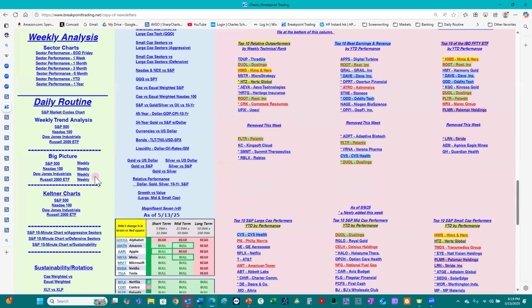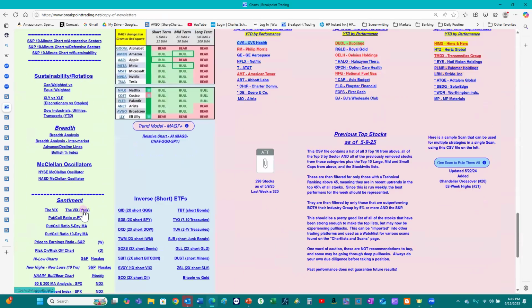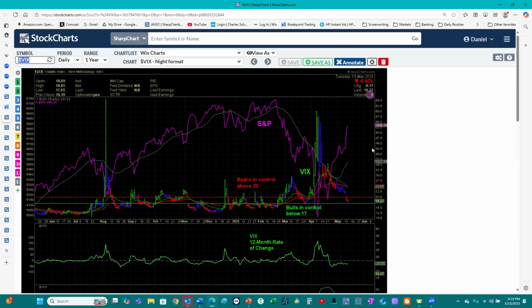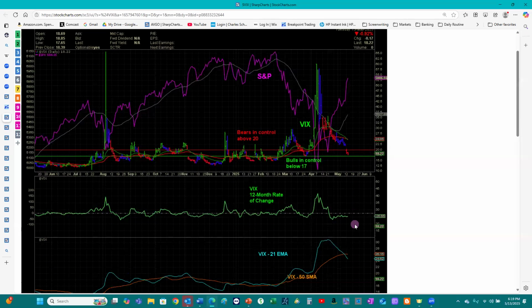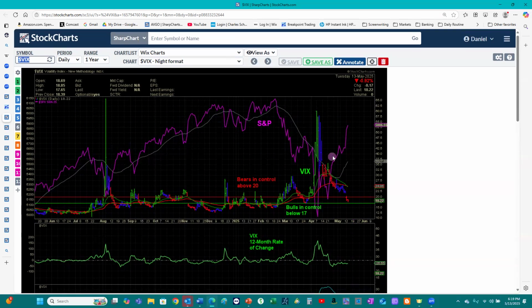If we look at the VIX real quick, we looked at this yesterday and it was coming down, and today it's at 18, so it's still below 20, getting closer to that 17 area. Below 17 is where bulls are in control, and it's a red bar, so that means it's going lower. It's even going lower than yesterday. So just continuing to go down. That's great news as the market goes higher.